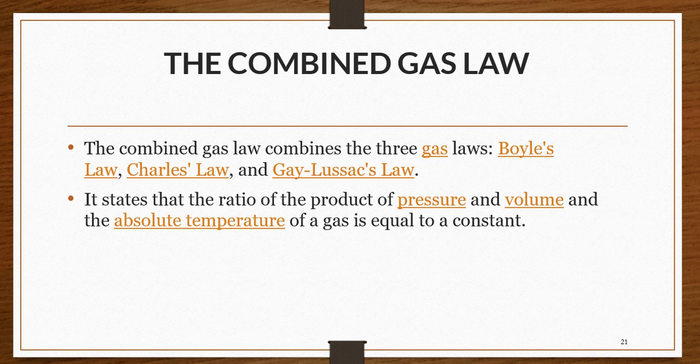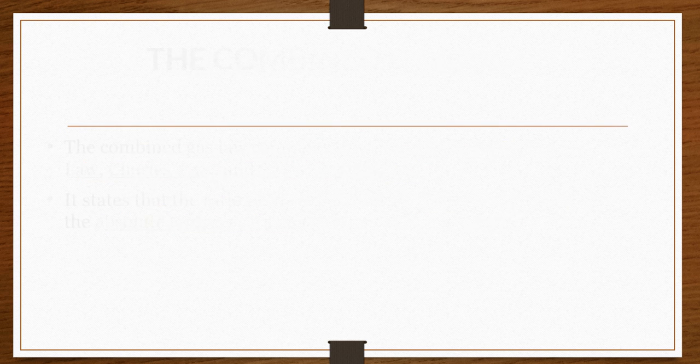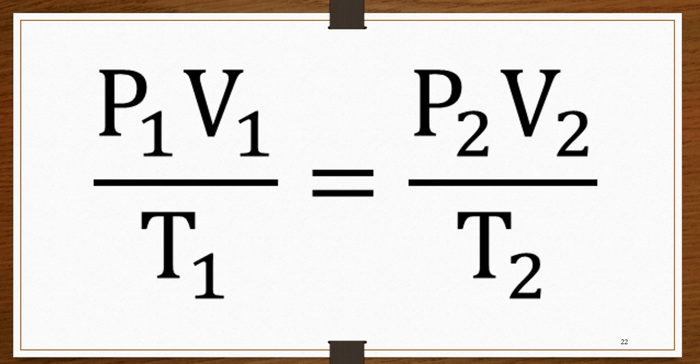The combined gas law combines the three gas laws, that is Boyle's law, Charles' law, and Gay-Lussac's law. It states that the ratio of the product of pressure and volume to absolute temperature of a gas is equal to a constant. They bring in all the physical conditions and express them in one given formula, which will be equal to a given constant, as demonstrated below. P1 V1 over T1 is equal to P2 V2 over T2.